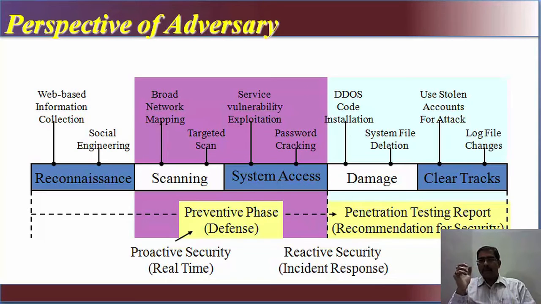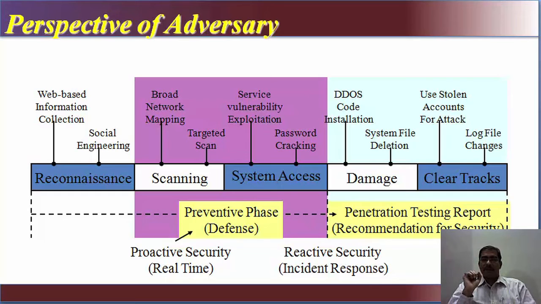Then the actual damage happens. He can cause a DDoS attack. He can install a code within the server for causing havoc later on. The attacker can delete a system file, so damage has been done. He maintains the access. Then he clears the tracks, that is, use of stolen accounts for attack. He changes the log file to erase the evidence of him coming in. So these are the steps that are done by a potential attacker.